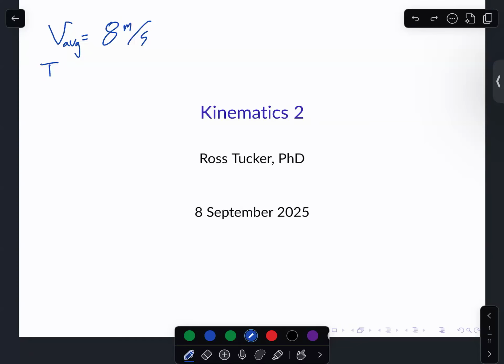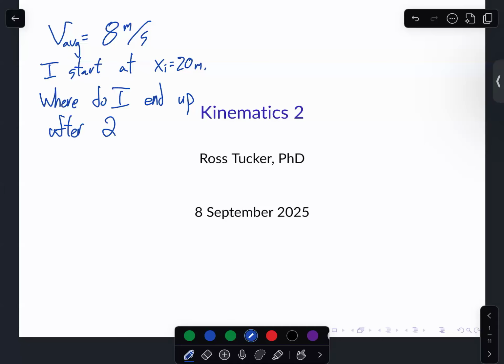I'm also going to tell you I start at x initial equals 20 meters. Where do I end up after 2 seconds? This is question A.